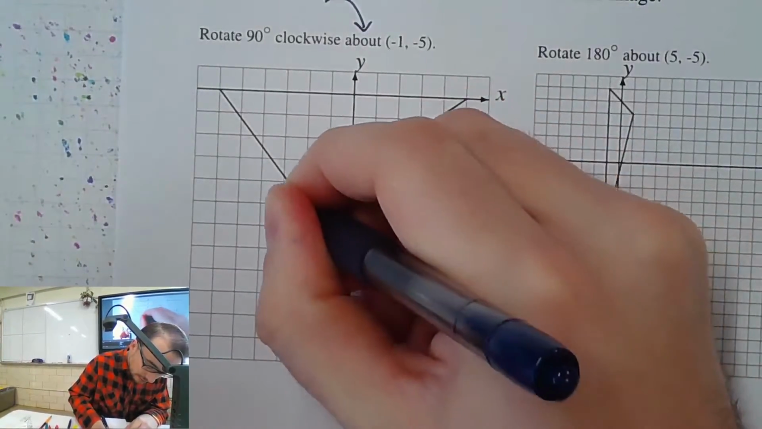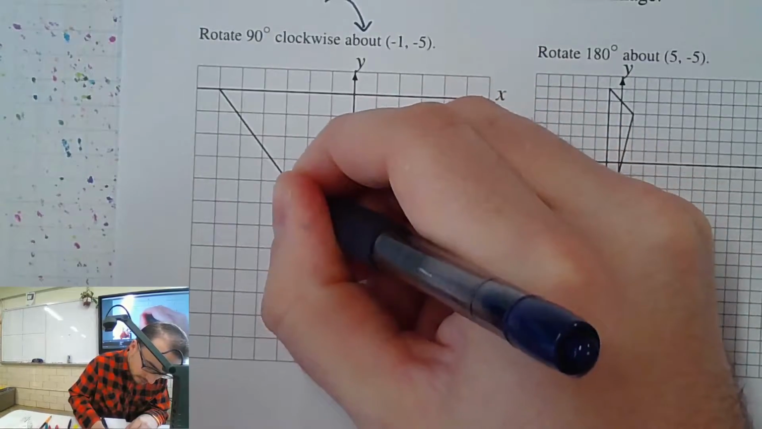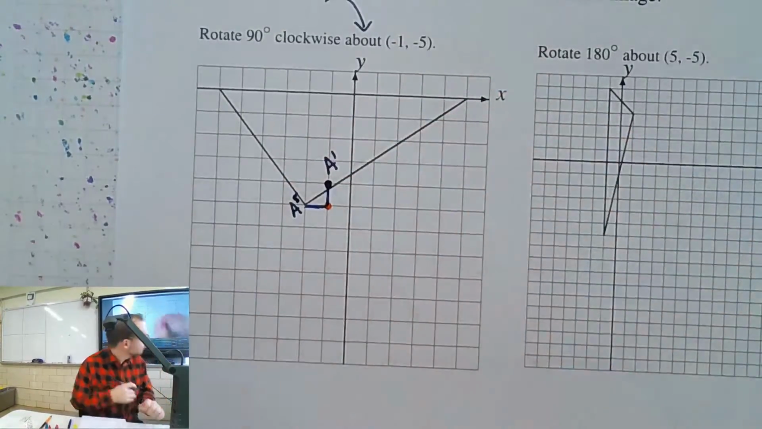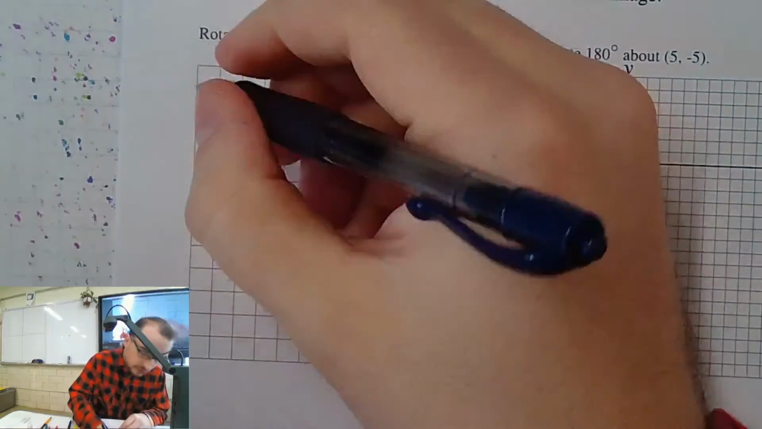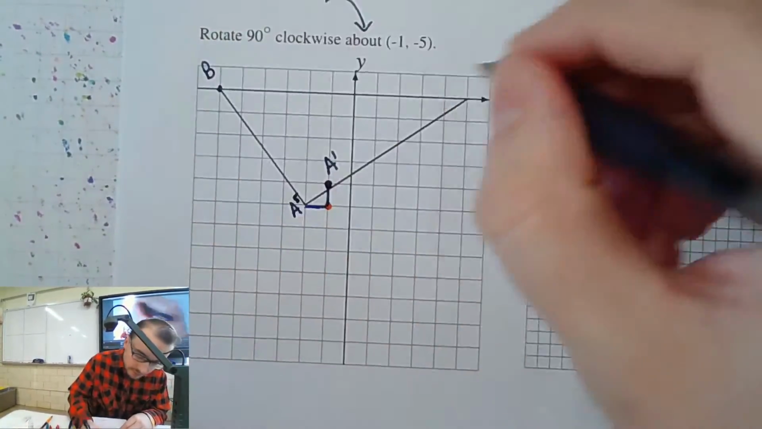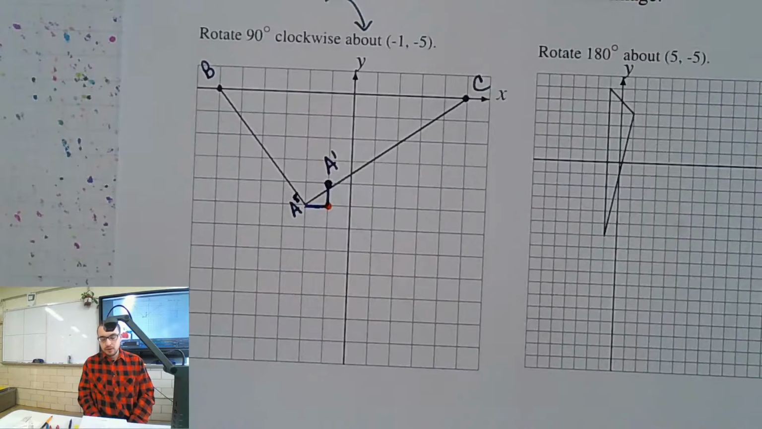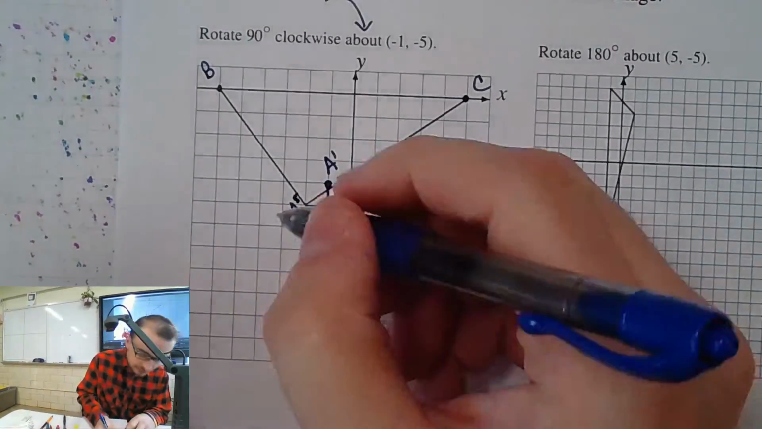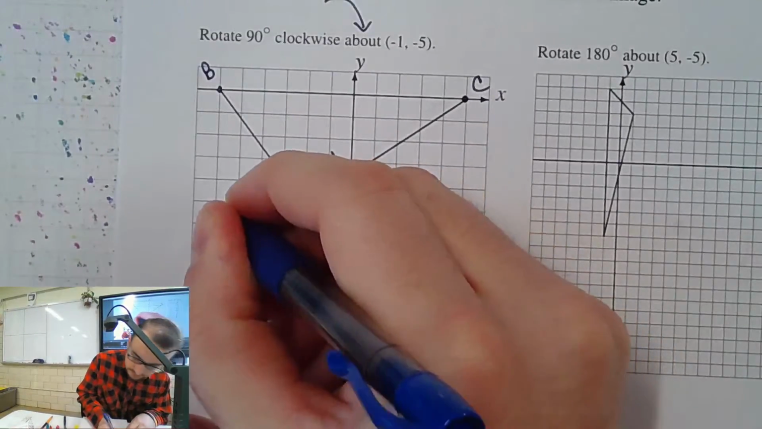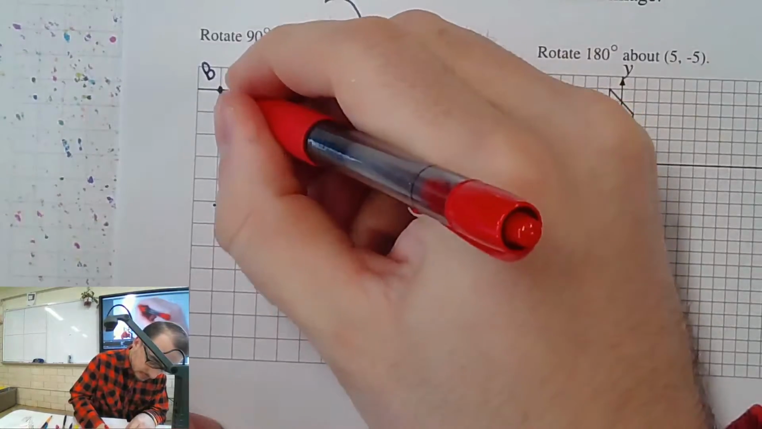Let's call that point A. Whoops, sorry. A prime. And the other point A. Let's call this one B. Let's call this one C. All right, let's go get B now. There's our L.